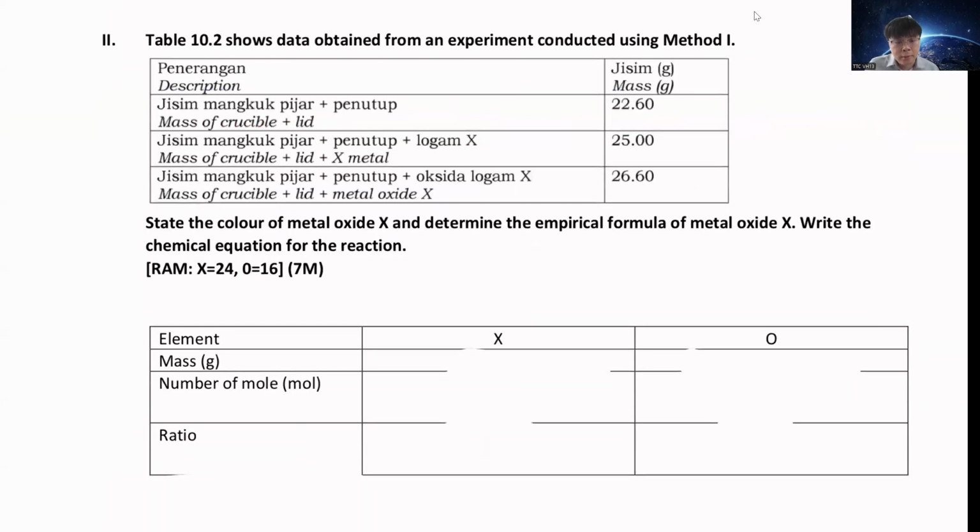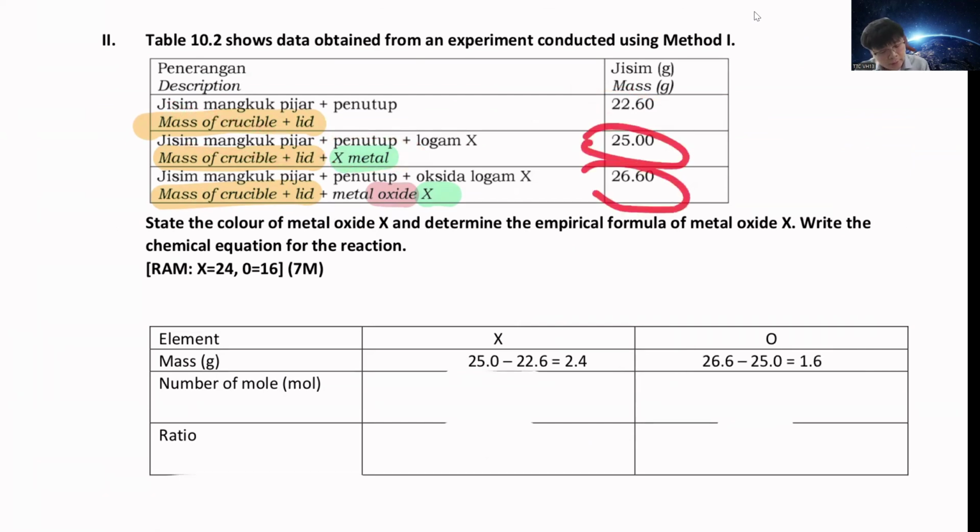Then the mass we check here. To get the mass, this is the crucible. Crucible plus X. Then this is the crucible plus X plus oxide. Okay, in order to get the X, you take this one minus this one because you cancel off, you get the metal X. Then to get the O, you take this one minus this one because you cancel, you get oxygen. Then after that, both divide. So X is 24. You get the ratio is 1 to 1.